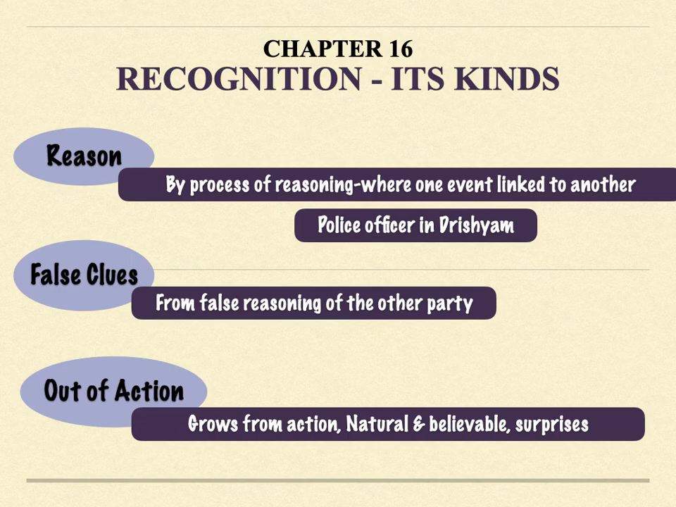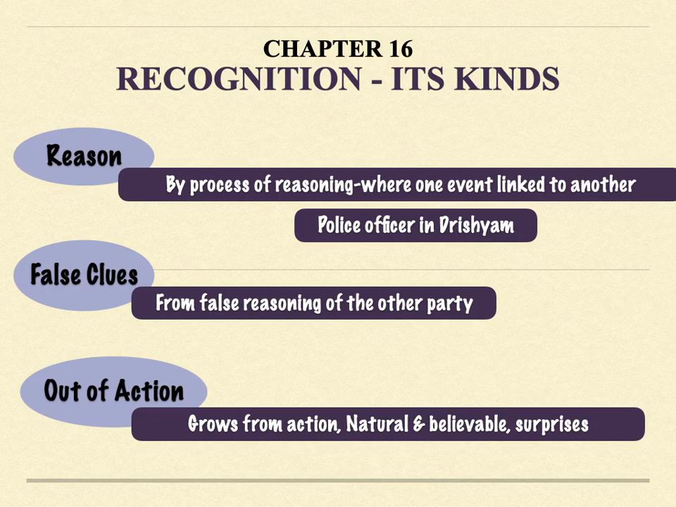The next one is related with false clues. So false clues means the recognition happens from the false reasoning of the other party or the opposite party. So through this false reasoning, sometimes the truth is blown out. So this is another kind of recognition.